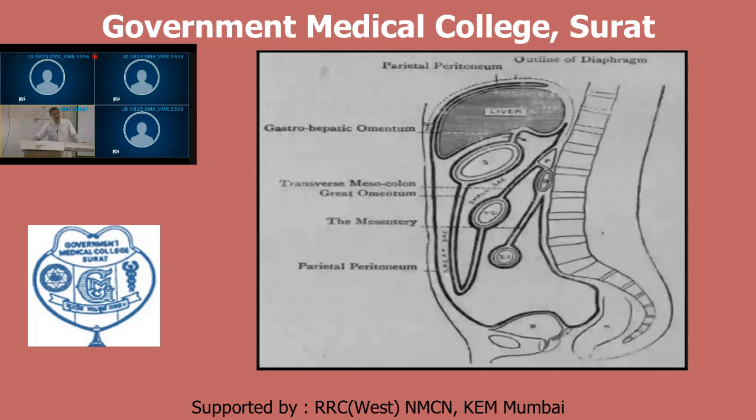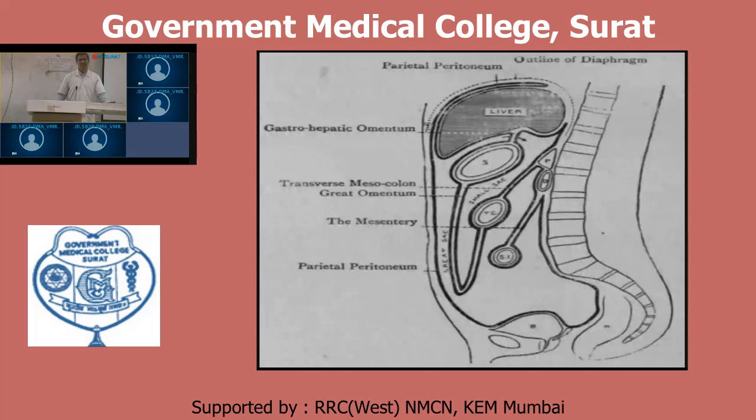Again, there is a downward reflection. From the pancreas, this reflection will go down. You can see here, as it is a sectional view of the abdominal cavity, it will go downward, and as it goes down, it will form the mesentery. This mesentery will cover the small intestine, jejunum and ileum, and it shows attachment in relation with the posterior abdominal wall. This is the downward extension.